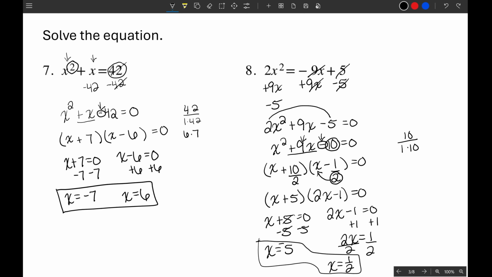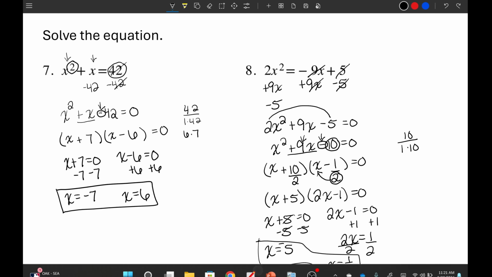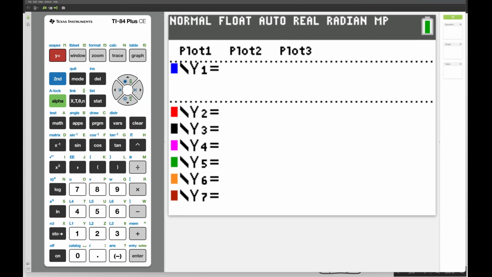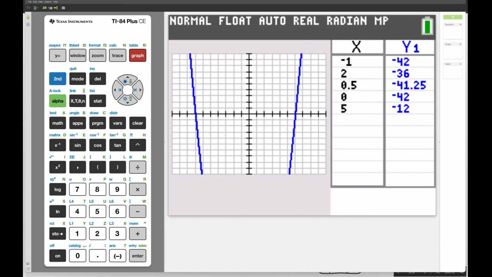Now, I also want to mention, remember, when you solve these by making them equal to 0, you are finding your x-intercepts. Those are where your graph crosses the x-axis. They are known as your zeros, your roots. So if I plugged in, let's say, number 7, which was x squared plus x minus 42, after you get it all on one side, and I graph that, I can see physically 1, 2, 3, 4, 5, 6. I cross right there at 6, and I also cross at negative 7.